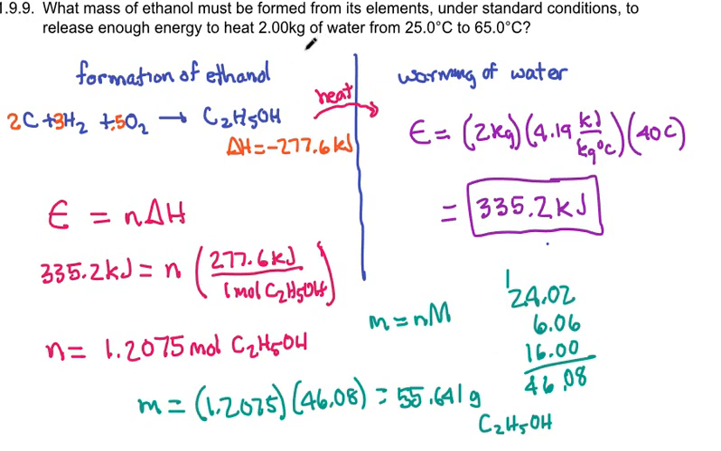Everything they gave us had 3 sig digs. Our molar mass was more than that. The heats of formation were all more than that. So 3 for our finished answer means we should trim to 55.6 grams. And that should do it.